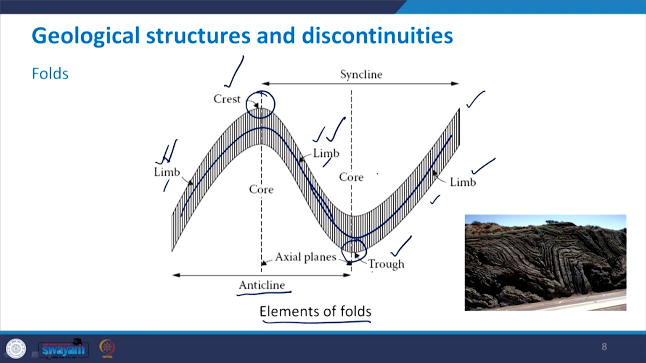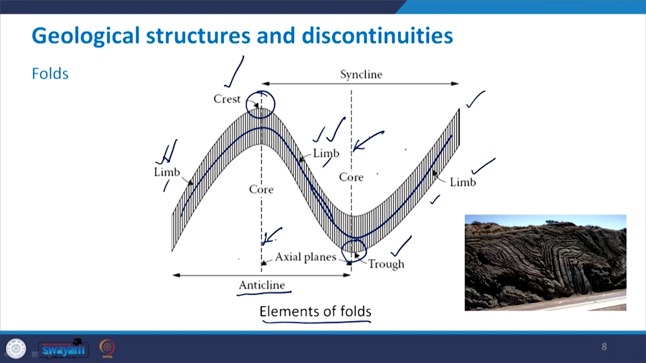Now, a reference plane that divides any anticline or syncline into two equal halves is called the axial plane. So, in this figure, there are two axial planes. One is this one, another one is this one. So, these are two axial planes. Now, the line of intersection of the axial plane and the surface of any constituent rock bed is called the axis of fold, the inclination of which with the horizontal is called the plunge of the fold.